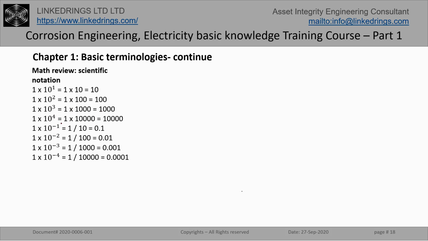Okay, and so on. 10 power minus 1, meaning what? 1 divided by 10 equals 0.1. 10 power minus 2 means 1 divided by 100. 10 power minus 3 means 1 divided by 1,000, so 0.001, and so on.